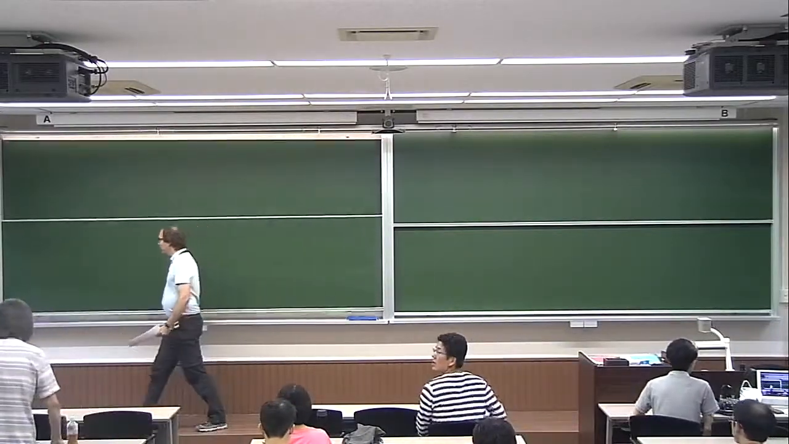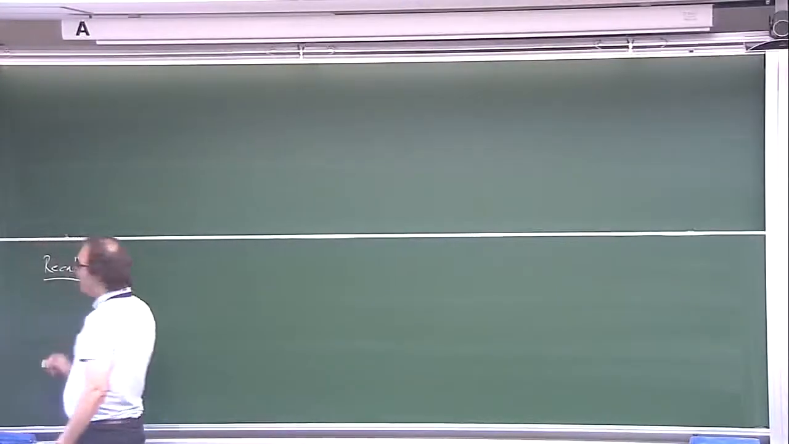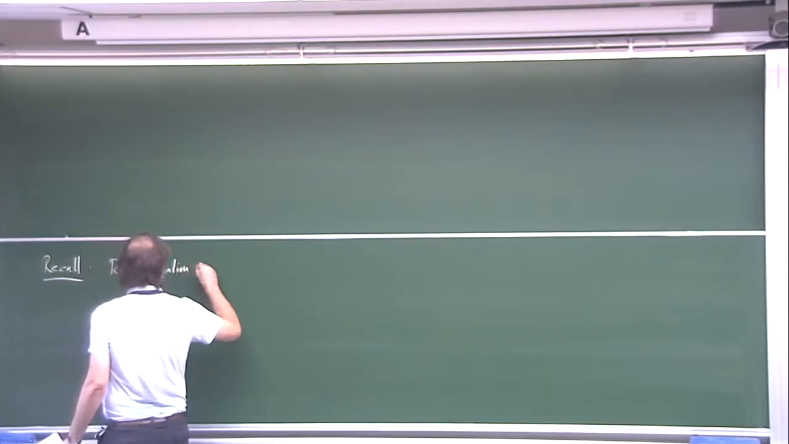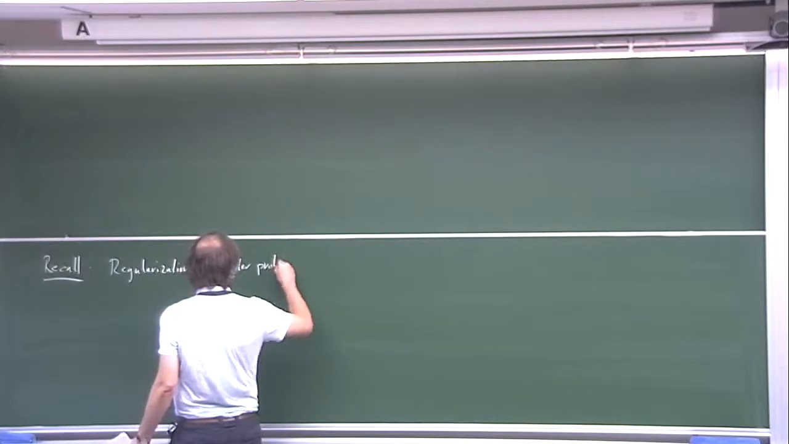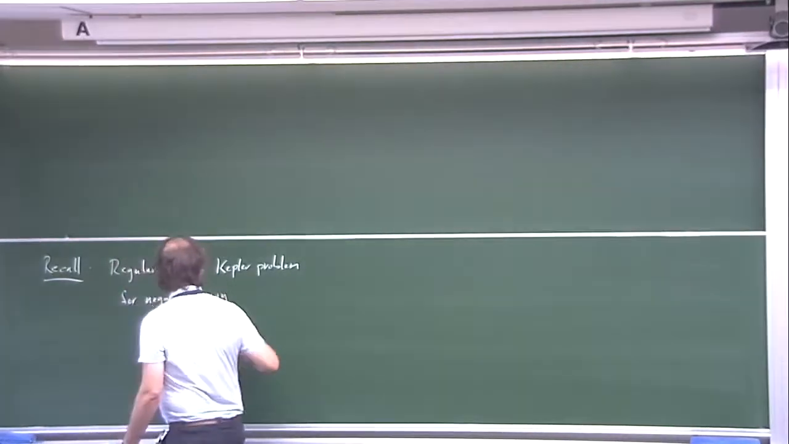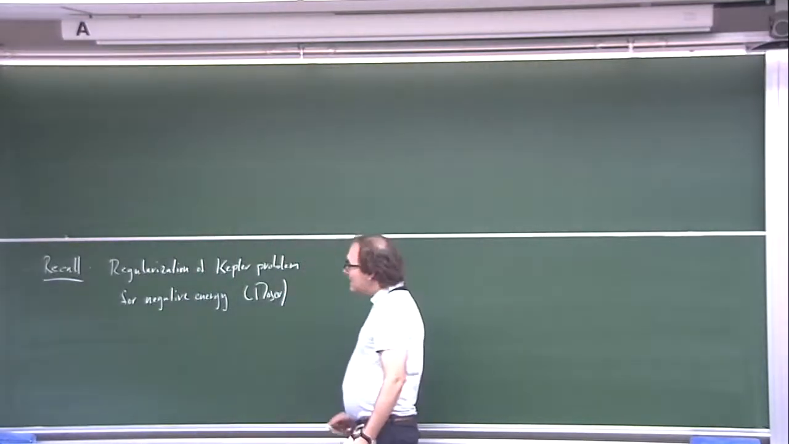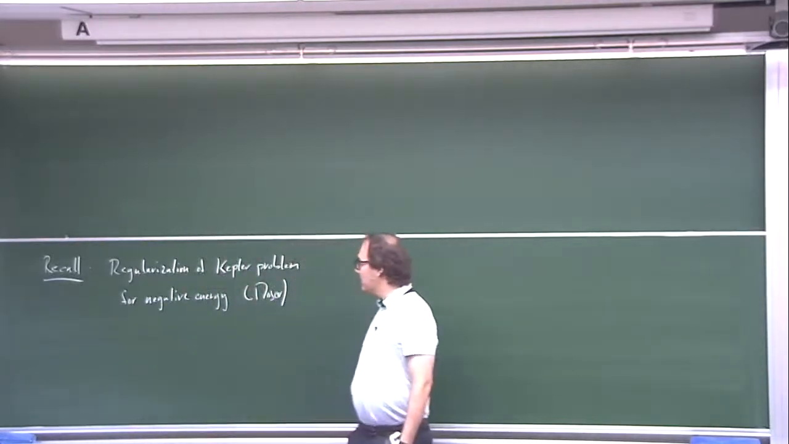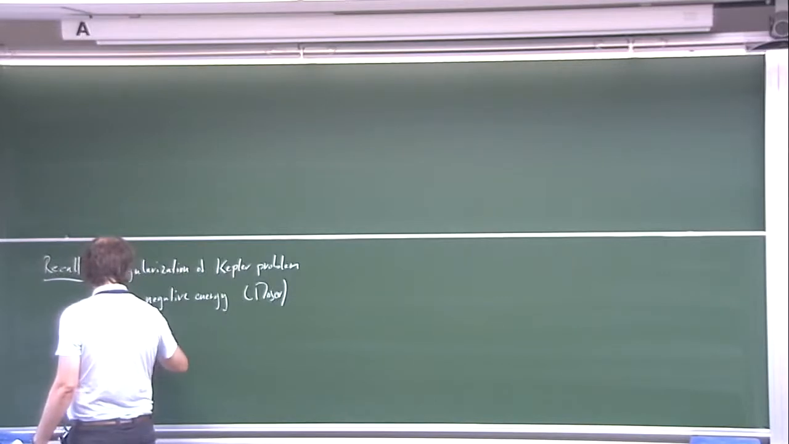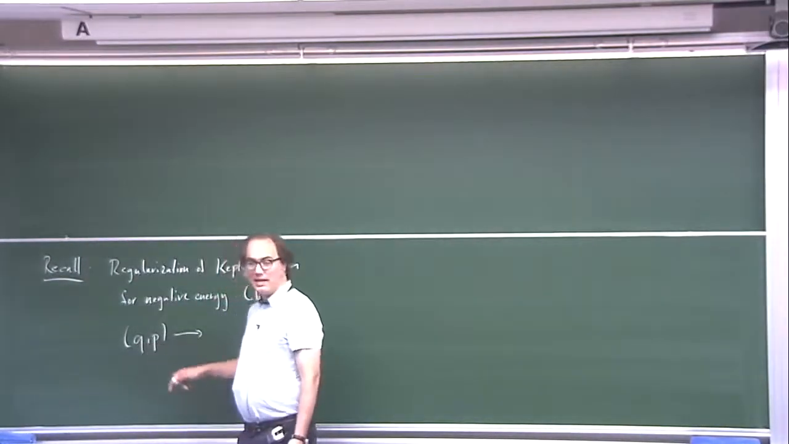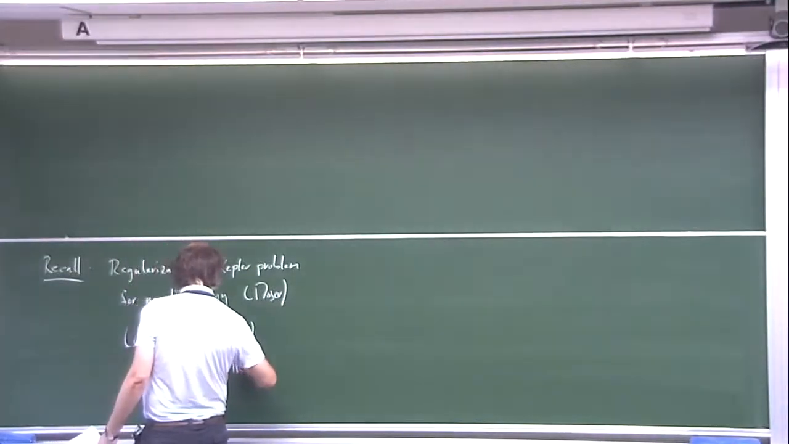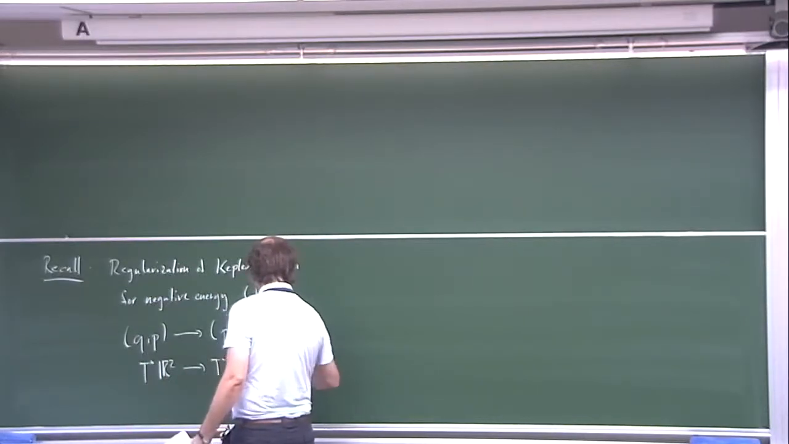So maybe as a recall from last time, we talked about regularization of a Kepler problem for negative energy. And following Moser, what we saw is that we can embed, after reparametrization, the Kepler flow into the geodesic flow of S2. Namely, what we first do, we interchange fiber and base. And so this is from T star R2 to T star R2. And then we embed this into T star S2.